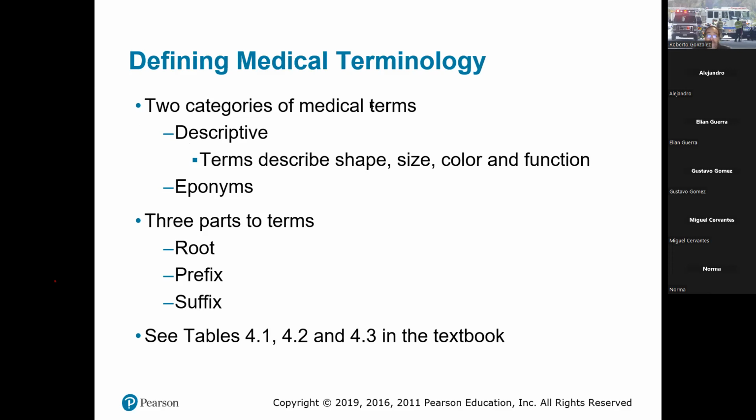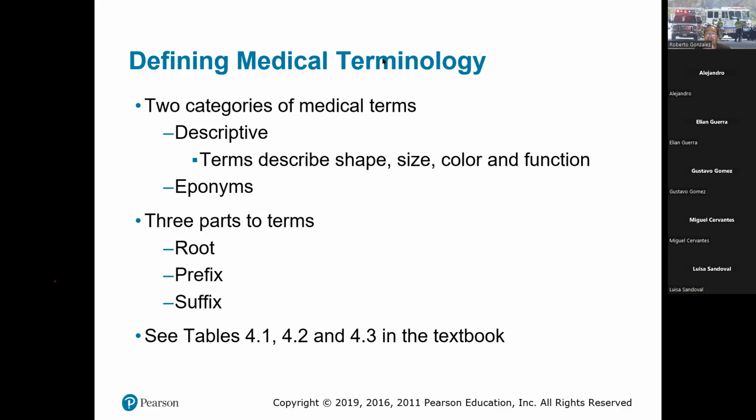So there's two categories of medical terms: descriptive, where the term describes the shape, size, color, and function, and the eponyms. Okay, three parts of the term itself. We have the root word, which is basically the middle portion of the word.